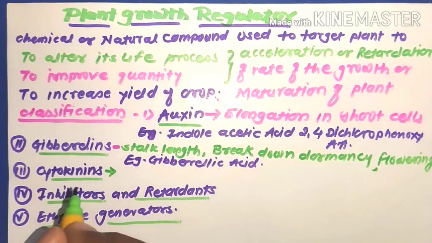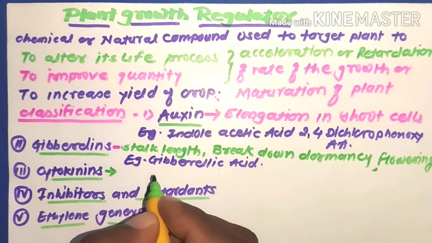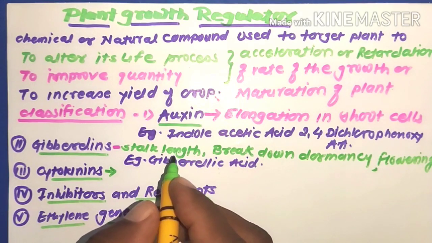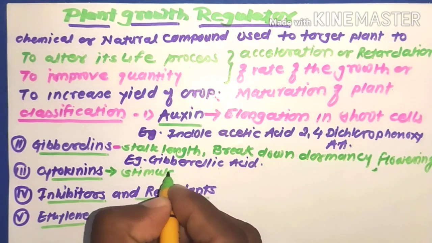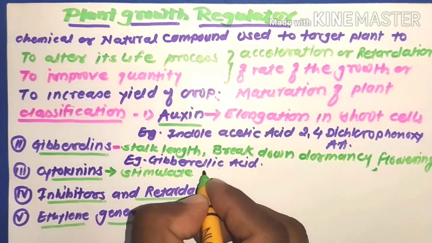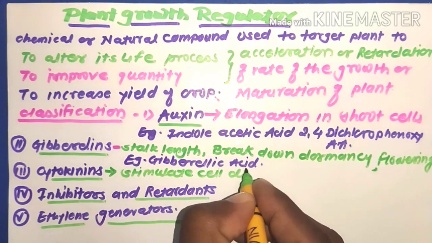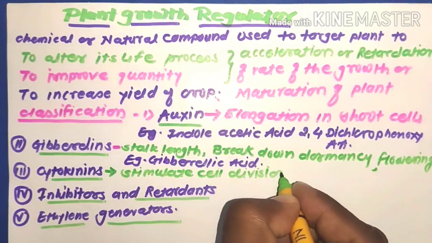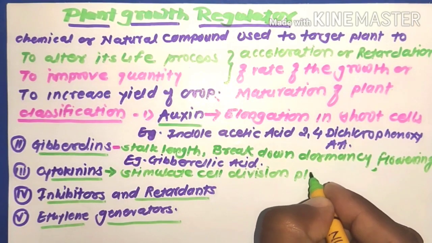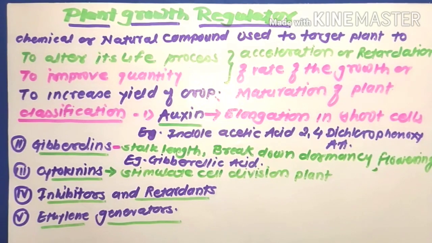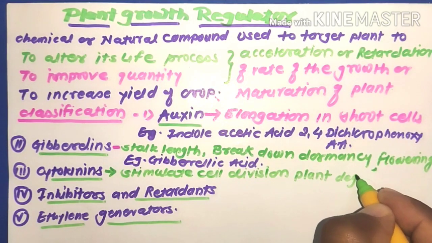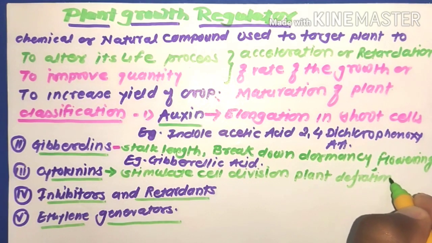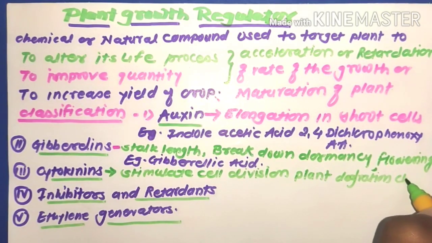Then the next one, cytokinins, which are chemical compounds again used to stimulate cell division in the plant, and to delay degradation of chlorophyll.